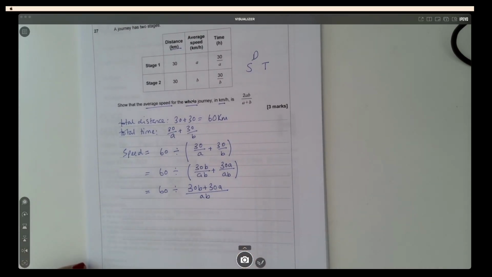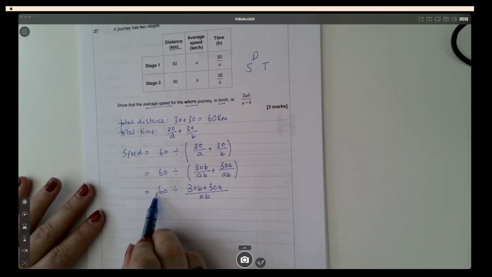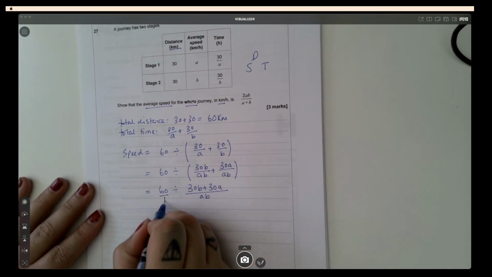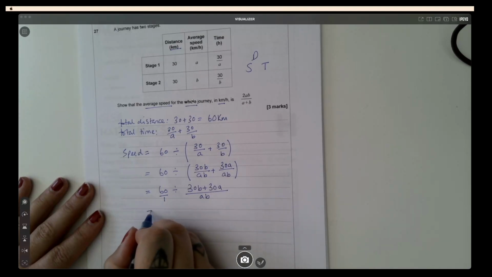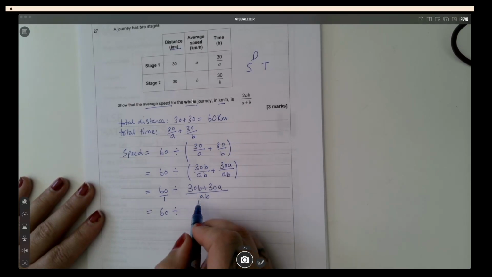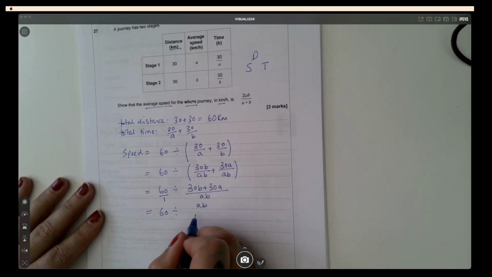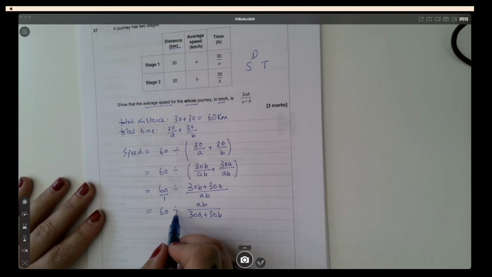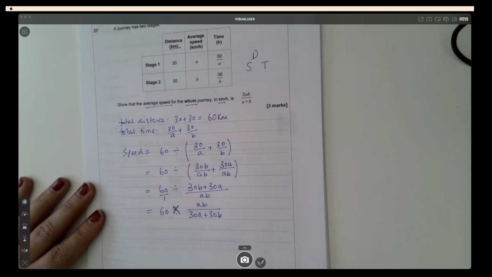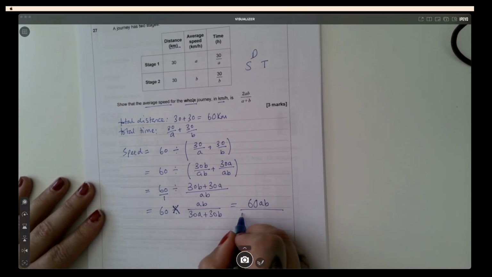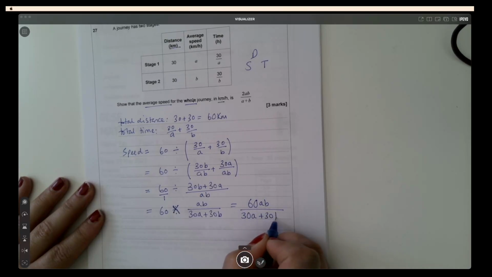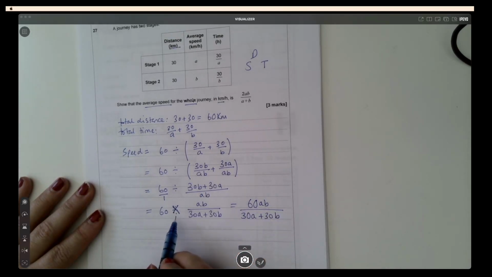So now it's a case of simplifying this as far as we can go. So we're dealing with a division. So let's write this as 60 over 1 so we can think about dividing fractions. So when we divide fractions, we're going to keep the first the same, and then we're going to find the reciprocal of this. So we're going to flip it upside down. And now it becomes a multiplication, which we can then write as 60ab all over 30a add 30b. Remember, it becomes a multiplication because the reciprocal is the inverse.